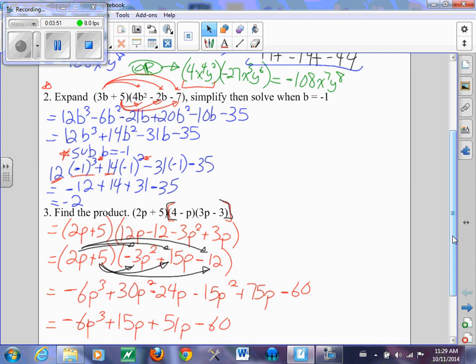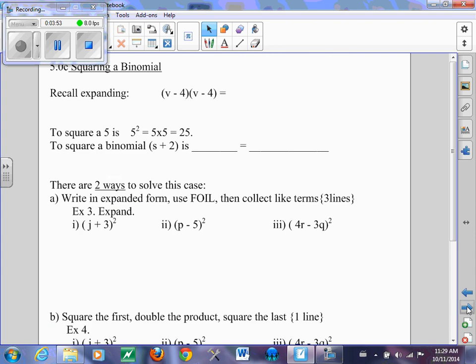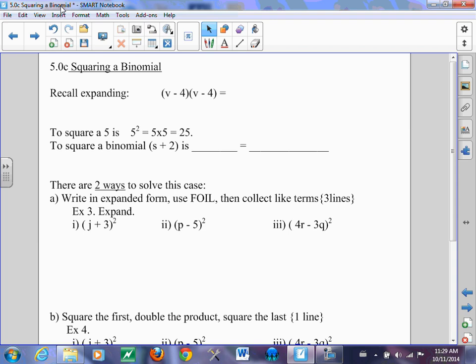All right, taking a look at our new thing we're going to learn today. It's called squaring a binomial. Let's see if I can minimize that. Maybe, there we go. Okay, so our lesson today is squaring a binomial.